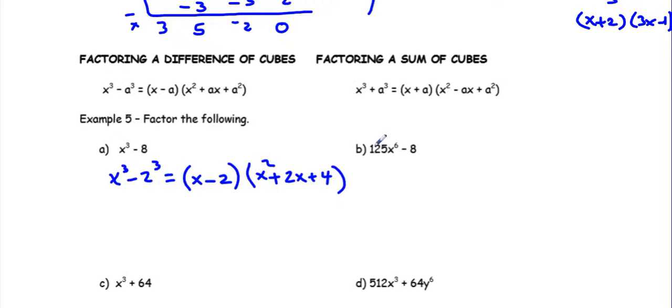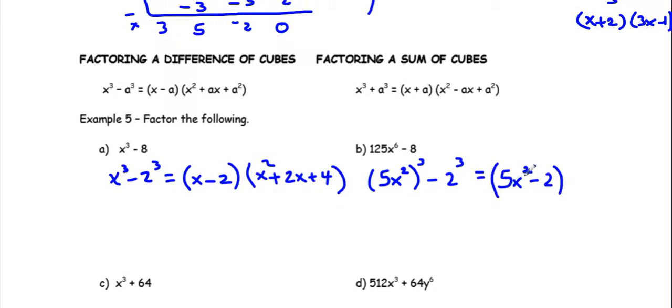Let's try it again. This is a difference of cubes, right? Because this is 5x squared cubed minus 2 cubed. So really, our x is 5x squared, and our a is 2. And because this is a difference of two perfect cubes, I'm going to end up with 5x squared minus 2.